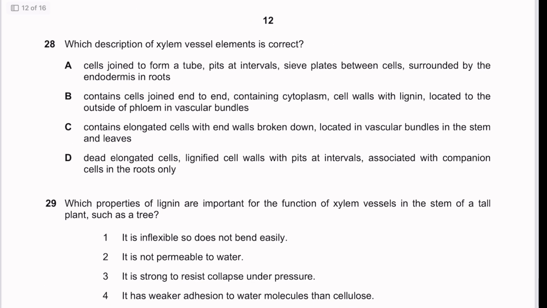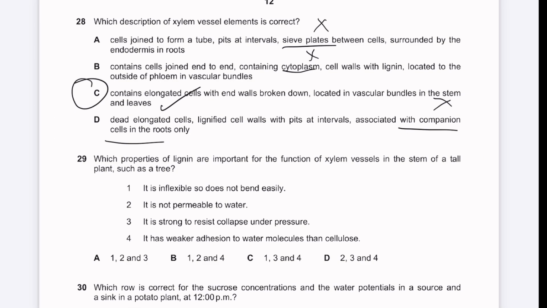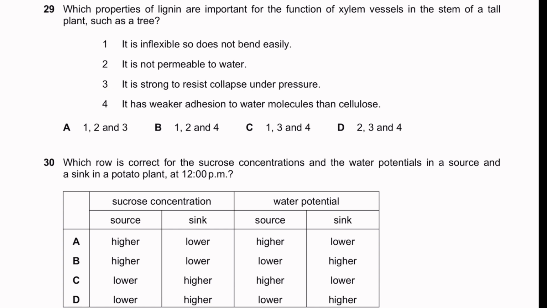Which description of xylem vessel elements is correct? Cells are joined to form a tube, pits at intervals, sieve plates between cells, surrounded by endodermis in roots. Well, actually no, because we have no sieve plates in xylem vessel elements. Contains cells joined end to end, containing cytoplasm, immediately no. Contains elongated cells with end walls broken down, located in vascular bundles in the stem and leaves, that is correct. Dead elongated cells lignified with pits at intervals associated with companion cells, there is no association with companion cells. The answer is C.